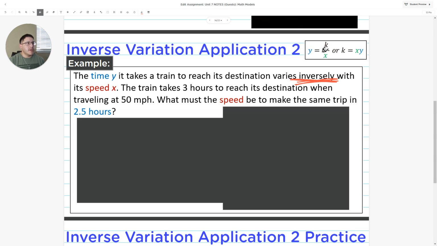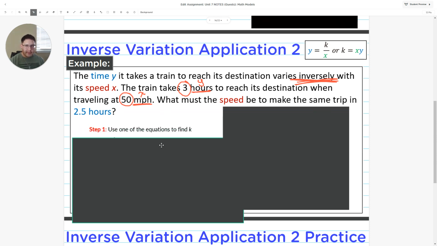So varies inversely. Again, we know to use the two different equations, y equals k over x or k equals x times y. We need to identify some things first. We know that time is equal to y in this scenario, and speed is equal to x. 3 hours is associated with the y value. 50 miles per hour is the x value. What must the speed be to make the same trip in 2.5 hours?